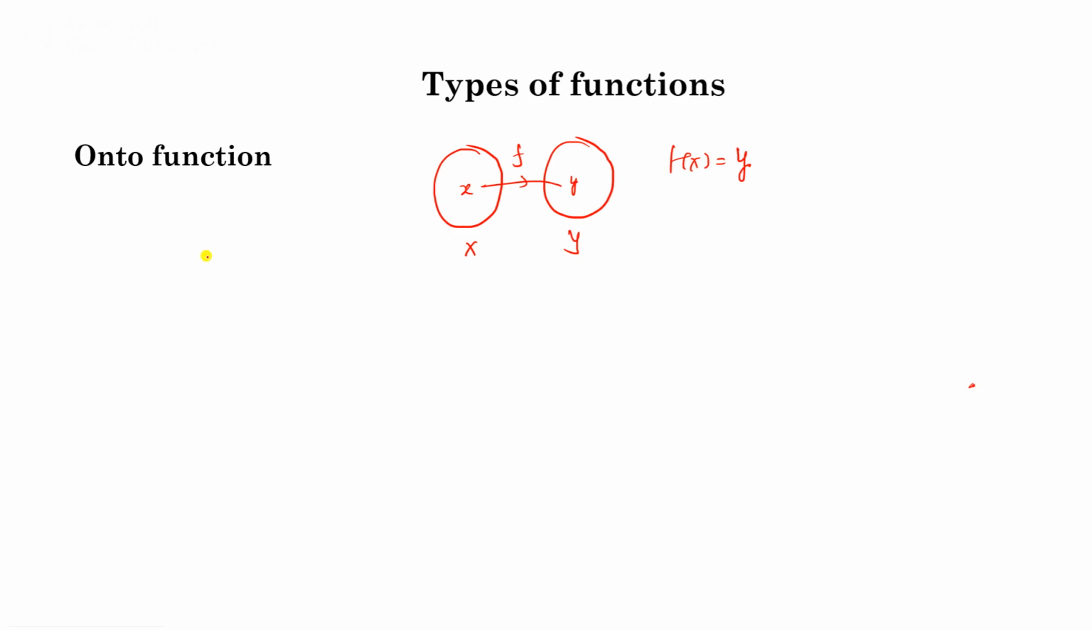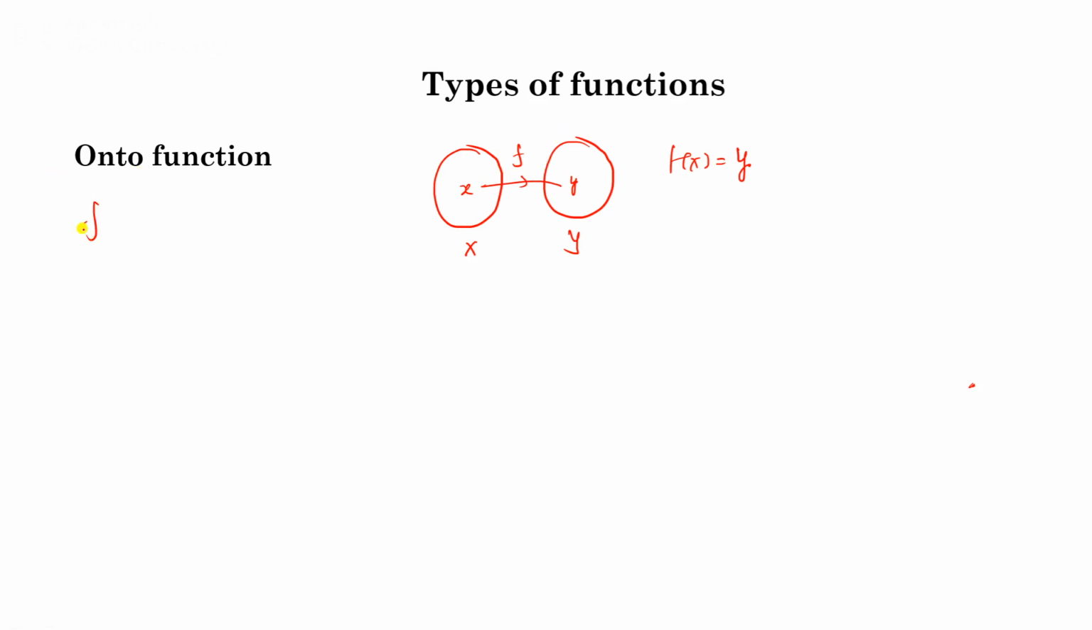Now to prove that a function is onto function, what you have to do? So you have to select an arbitrary element, say y or k, any arbitrary point. Then you have to show for this element there exists an element x in capital X so that the mapping of x is y. So in this way you can prove that a function is onto function. Now look at this example.